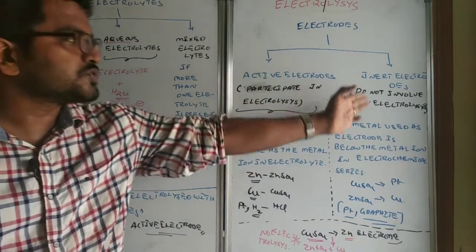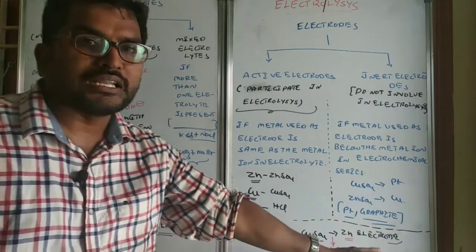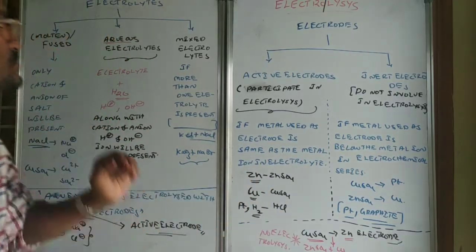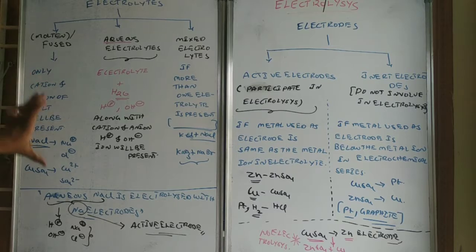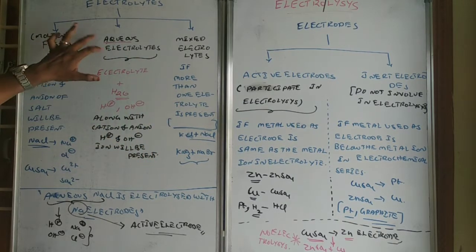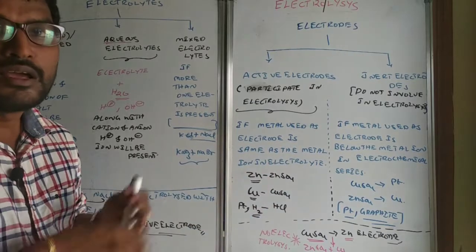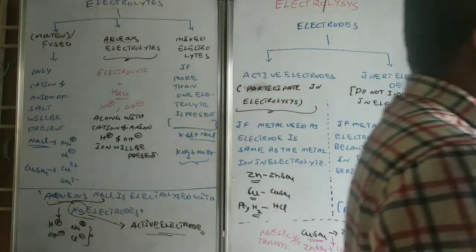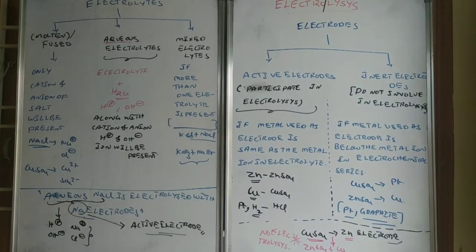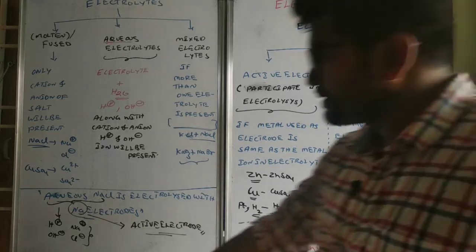So what are active electrodes, what are inert electrodes, in which kind of condition we should not use which kind of electrodes, and when it comes to electrolytes, how many types of electrolytes we can have: molten, fused, aqueous, and mixed electrolytes. After this, whenever we are electrolyzing the solution, what are the reactions taking place at the electrodes, we will be discussing. Go through this. Hope you have gone.